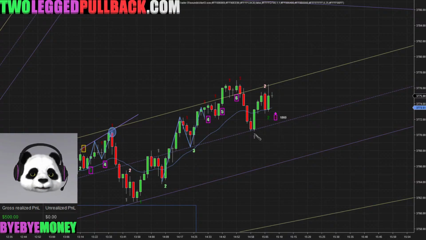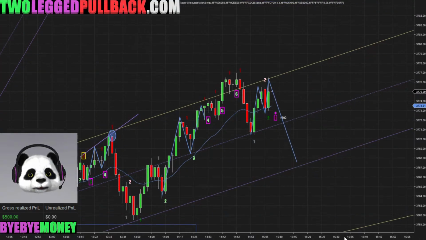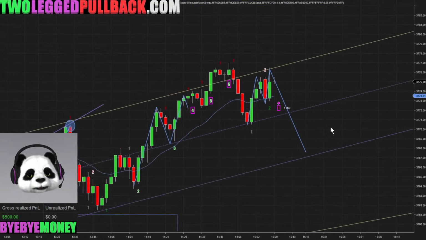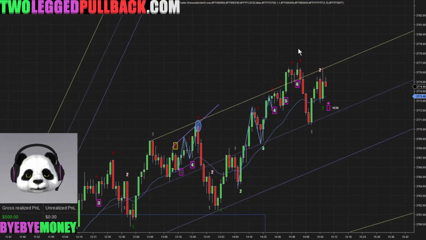What do we have here? Two-legged pullback, possibly. I would be very wary here just because we have the obvious target. I would be wary to go short. Plus terrible signal bar. It is a two-legged pullback though. Top of the range.